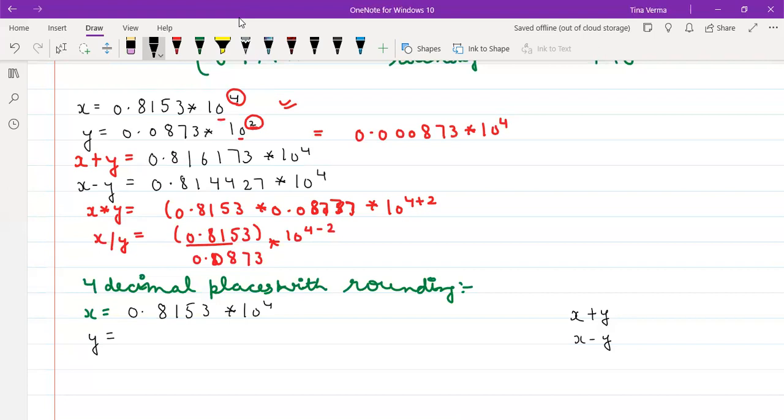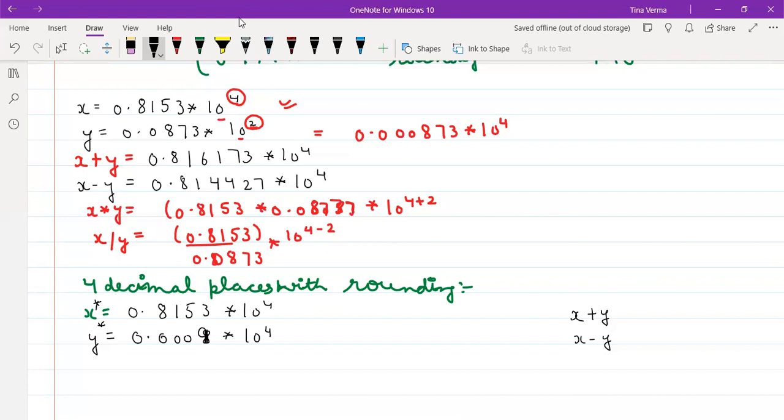That means when you have to add, the power should be the same. So for making the power the same, your y will be stored as 0.0009, because for rounding, and 8 will be for chopping. So you can see from here that your actual number was 0.0873 into 10 raised to the power 2, but it has stored 0.0009 into 10 raised to the power 4.